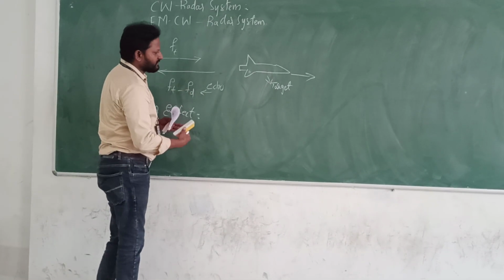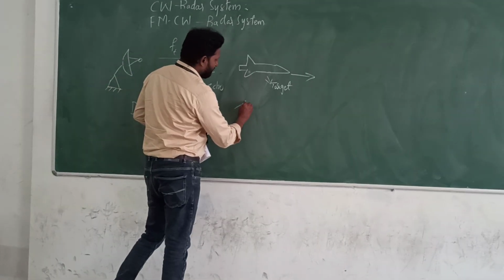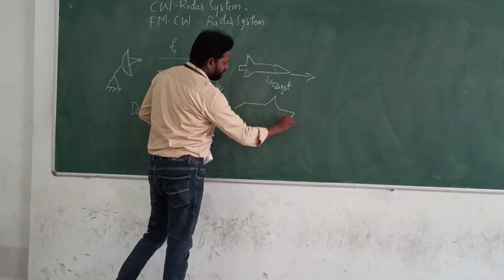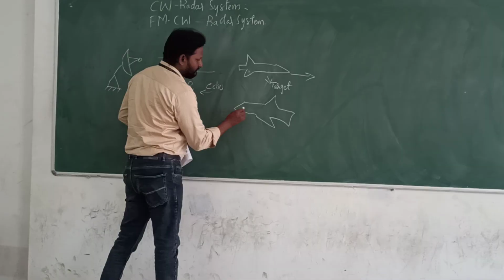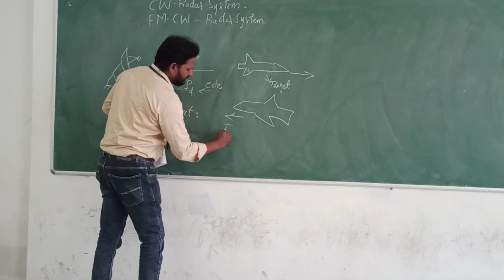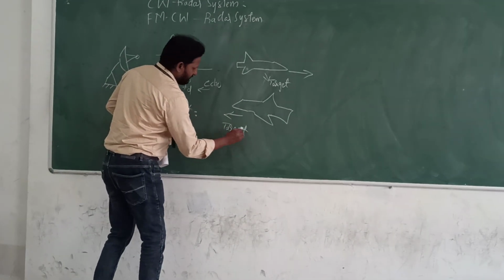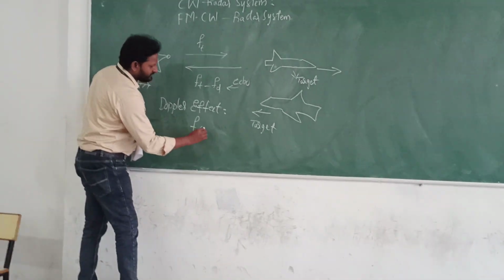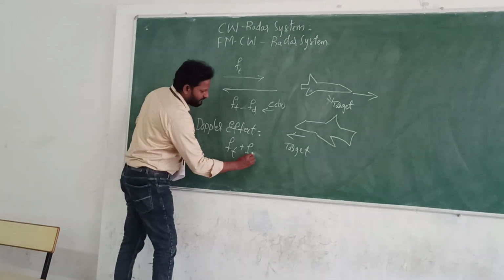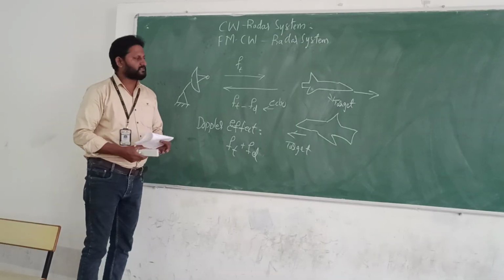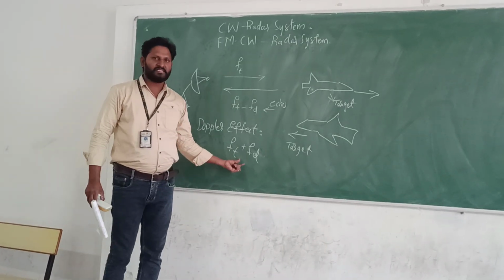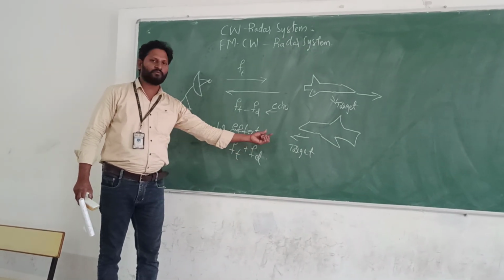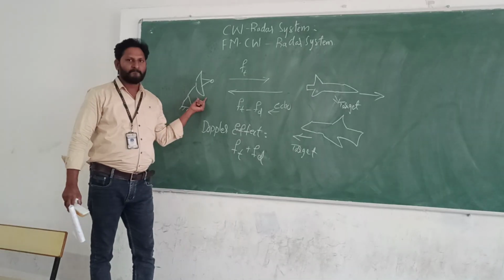If the target is reaching towards our radar system, then we have to calculate as ft plus fd. So this is the difference. This is the calculation of the frequency where the target is moving towards the radar system.